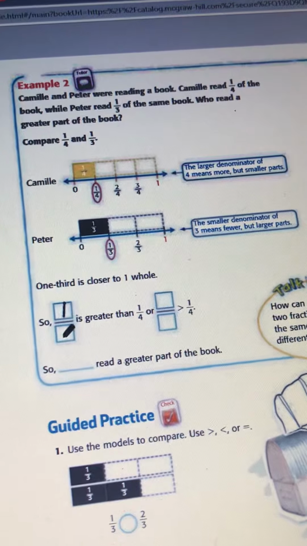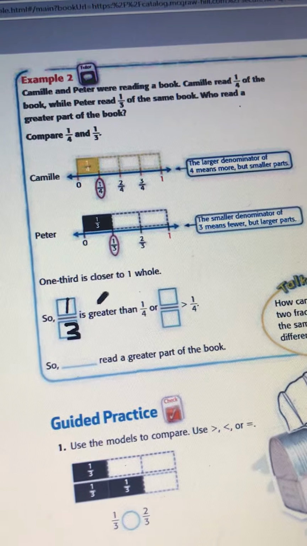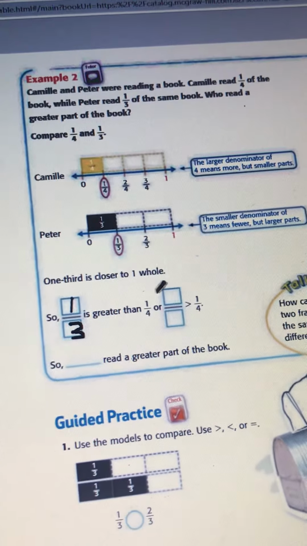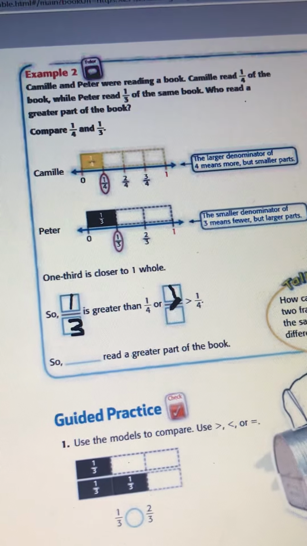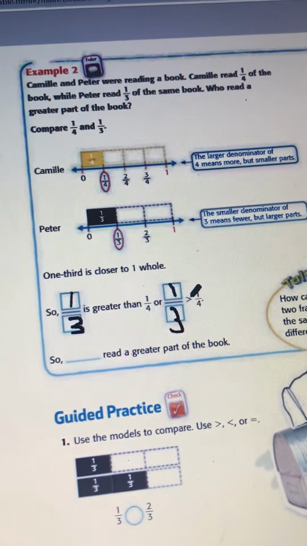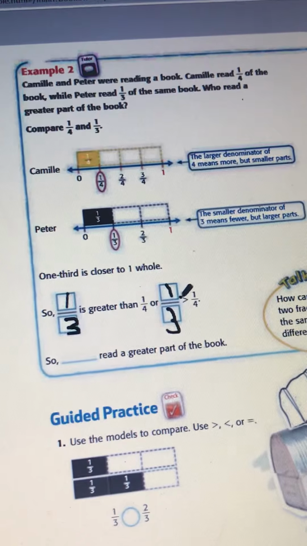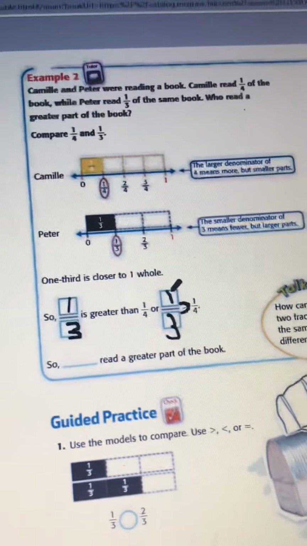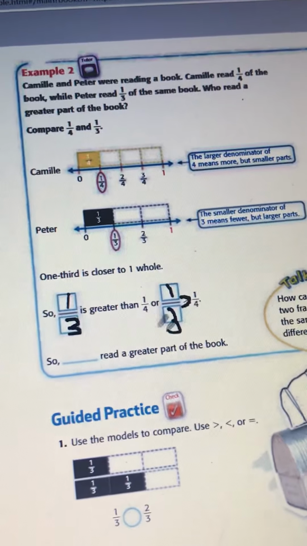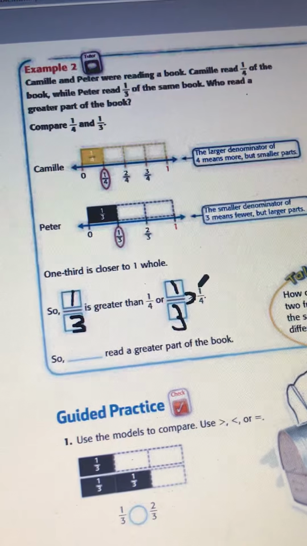So we can say that 1/3 is greater than 1/4, or using a symbol, we'll write here 1/3 is greater than 1/4. We use the symbol again. The mouth of the crocodile will open toward 1/3 because that is bigger. If the first number is bigger, we call it greater than the second number.